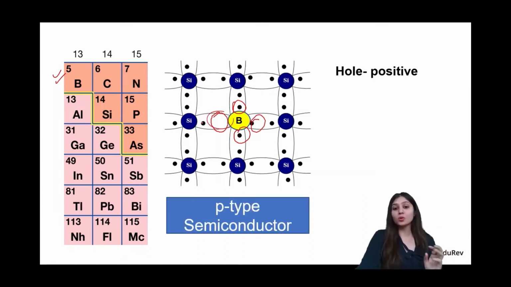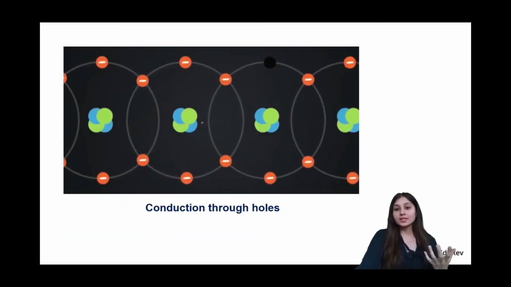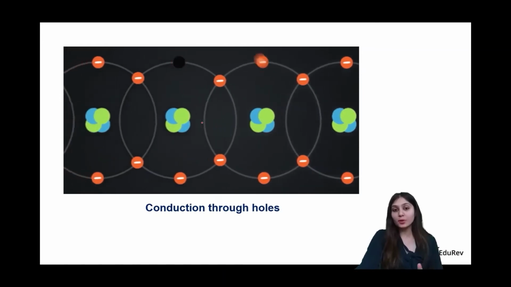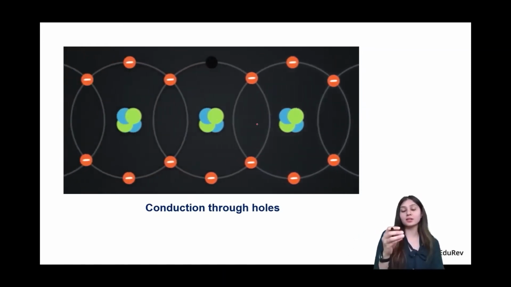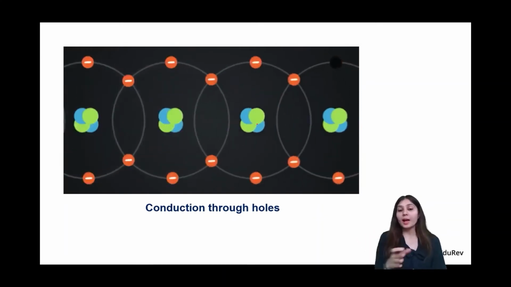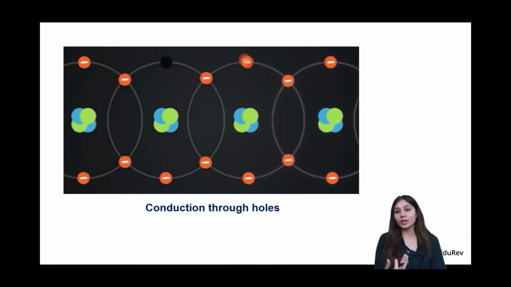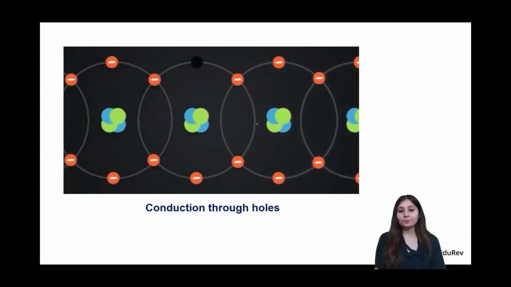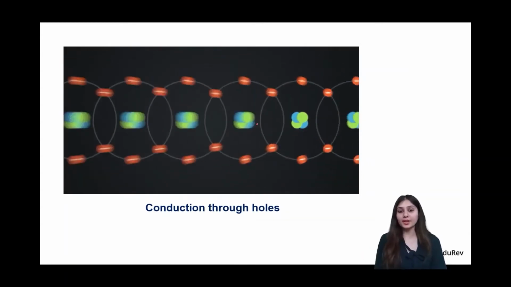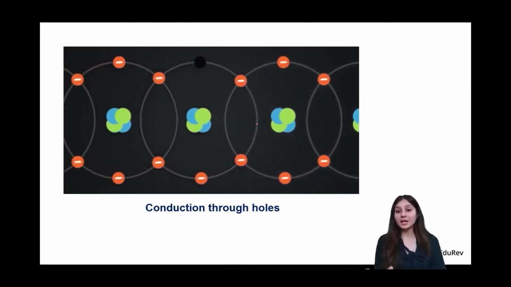Now let's see how these holes are able to conduct. When holes conduct electricity, it's mainly because of electrons only, because these holes are just vacant spaces where an electron wants to jump. Because an electron jumps from one hole to another, that causes the movement of electrons, and that's why holes are also able to conduct electricity, right? So that's what holes are, and that's what the conduction is like in P-type semiconductors.